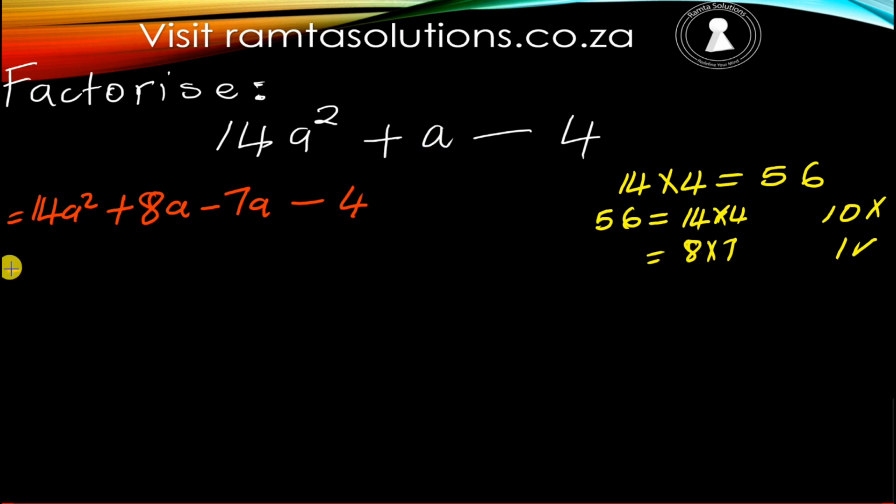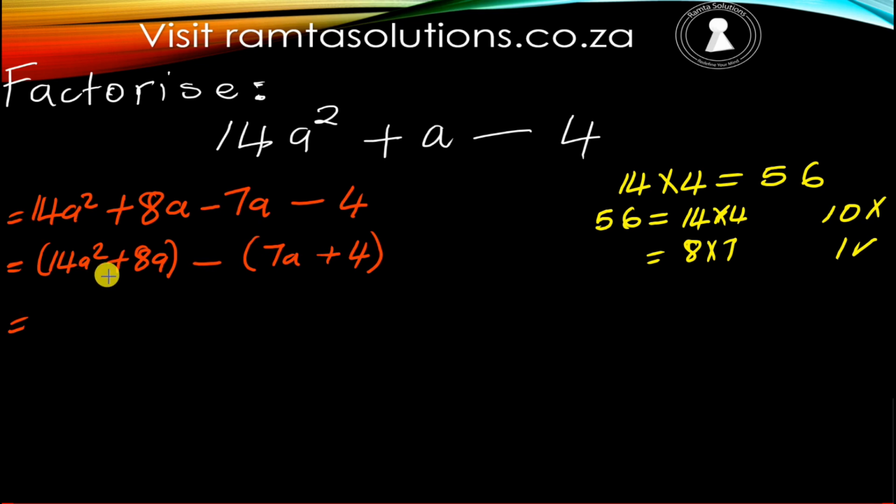Now further, we will group these. So I will say this is 14a squared plus 8a. And here, when I group this, I see a negative, so I take out the negative as a common factor. We have 7a plus 4. As you can see, if you multiply everything out, the negative times 7a is negative 7a, and negative times positive 4 is negative 4. So we are okay.